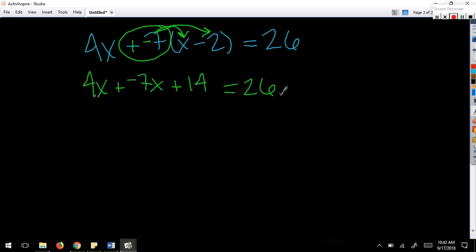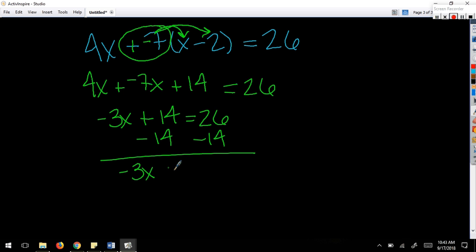Okay, so 4x minus 7x, which is -3x. That's correct. Now what? You subtract 14. So I have negative 3x equals 12. And divide by negative 3. x equals negative 4. Okay, watch those signs. If you get tripped up on these kinds of problems, it's going to be where the signs come in.